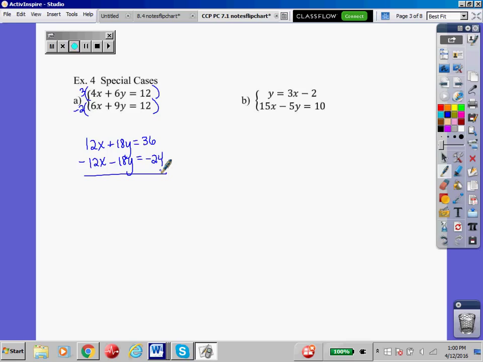but now watch what happens when I add these. I'm getting 0 equals 12. This is false. The variables have dropped out, and I either get a true statement or a false statement. If it's false, it's no solution. If it's true, it's infinitely many.